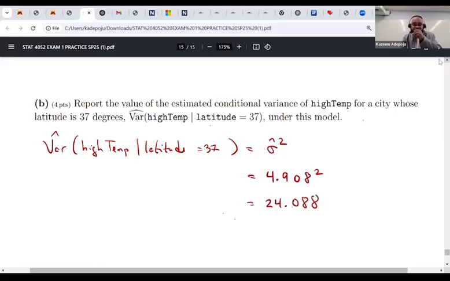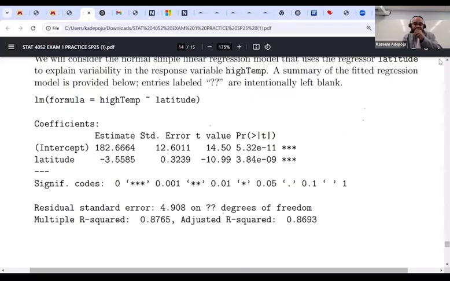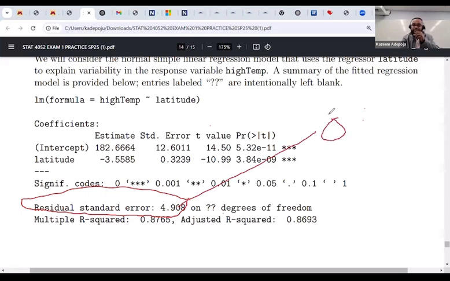Estimate of the variance. Okay. Oh my God, it is right here. You see this guy? When they say residual, you know what that means? That means sigma cap. That's the residual standard error. The square of a residual standard error is the conditional variance of the model.